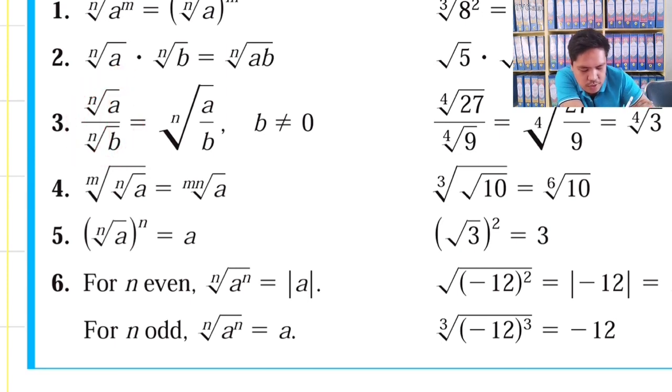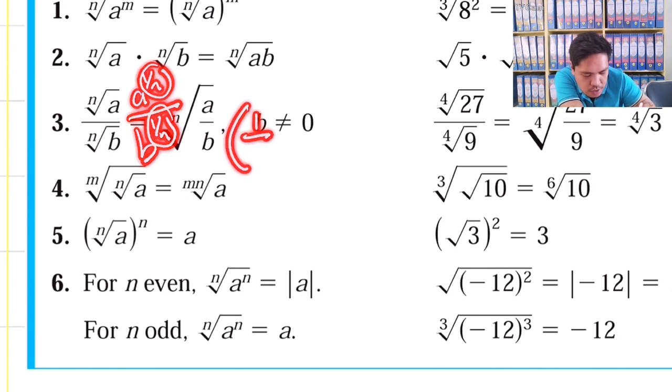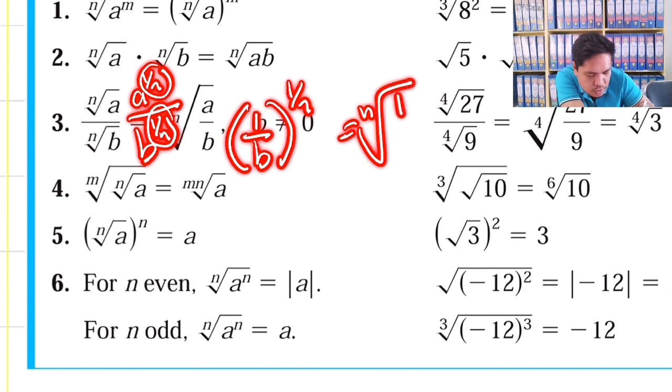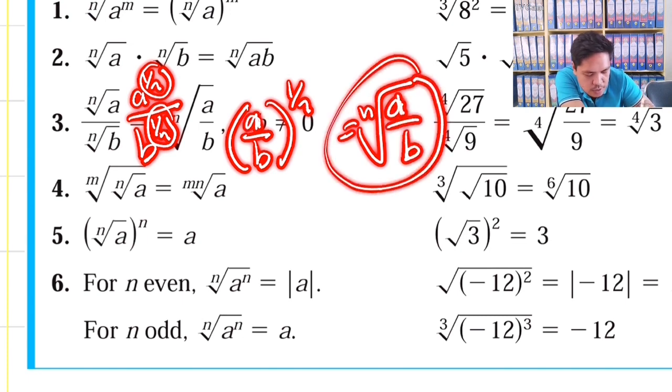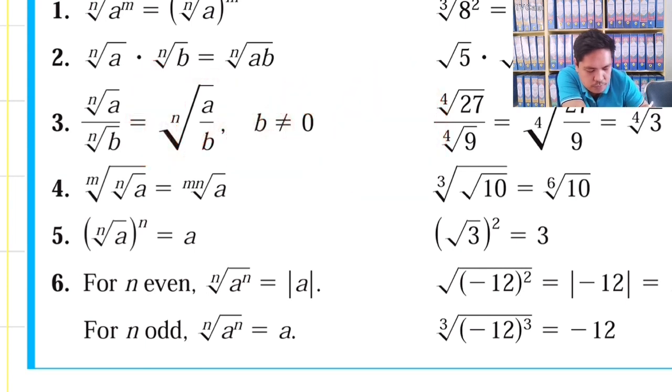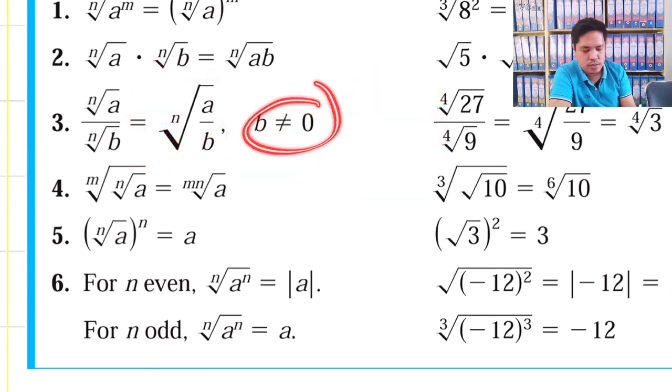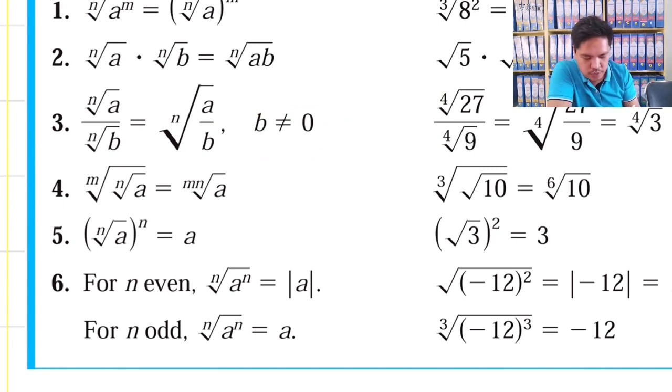Ayan. So, this is the same as a raised to 1 over n over b raised to 1 over n. Pareho sila. Ilabas mo na lang yan. So, a over b raised to 1 over n, which is equal to the nth root of a over b. Oh, sorry, this should be a over b. Ayan, so ito na yan. As long as b is not equal to 0, okay? Because dito, di siya pwedeng ma-0 kasi that's indeterminate, that's undefined.